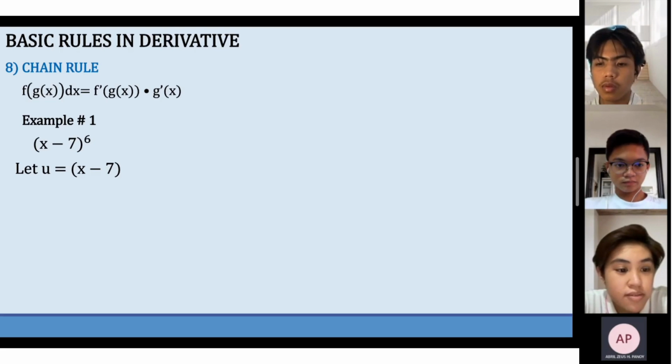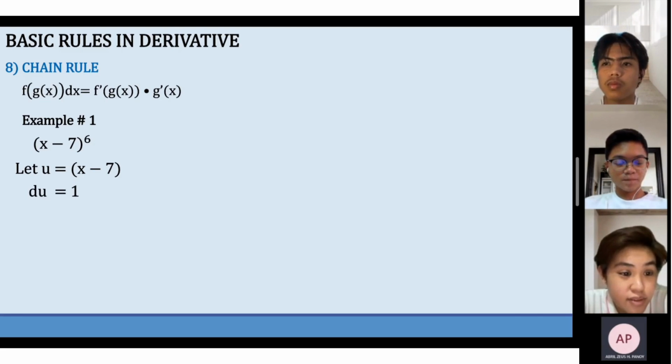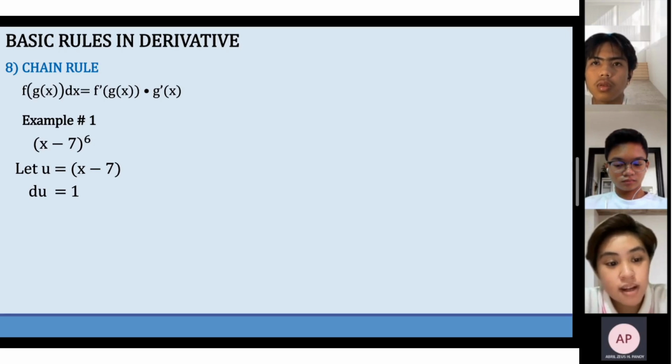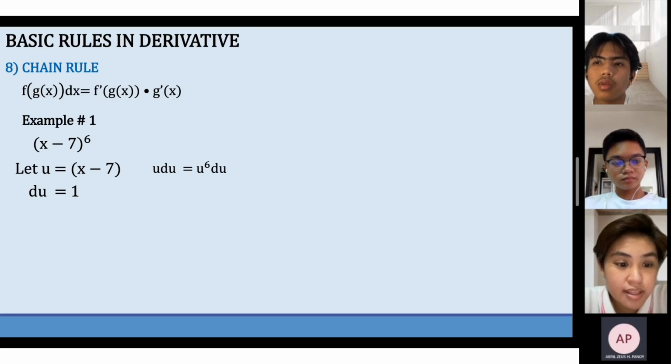Then we should get the derivative of u to get the du. So what is the derivative of our u? So x minus 7 is equivalent to 1 because from the identity rule, dx of x is equal to 1. Then negative 7 from the constant rule is equal to 0. Then we will substitute the value to u du. So our u has an exponent of 6. Now, from the power rule, we will bring the exponent down, then copy u raised to 6, then subtract the exponent by 1 times du.